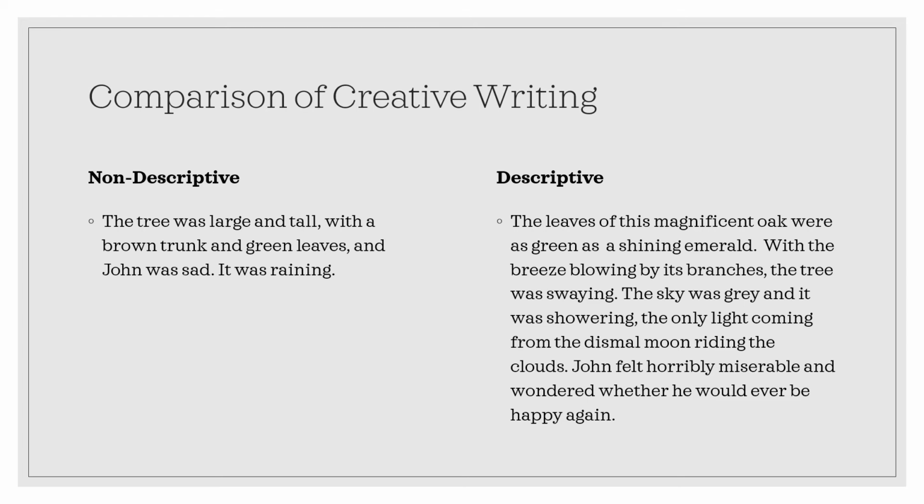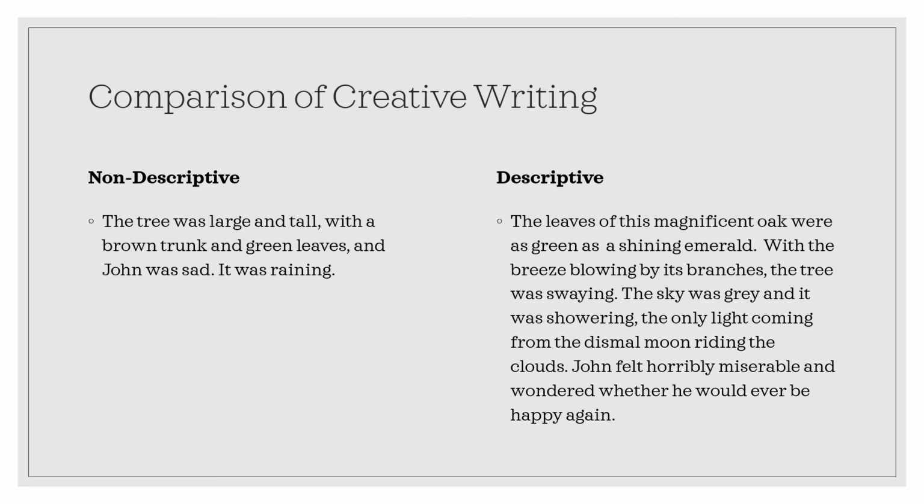Whereas, "the leaves of this magnificent oak were as green as a shining emerald. With the breeze blowing by its branches, the tree was swaying. The sky was grey and it was showering, the only light coming from the dismal moon riding the clouds. John felt horribly miserable and wondered whether he would ever be happy again." It contains the same elements, such as the tree, and the tree's branches and its leaves, and how John feels in the bottom. Also, it has the imagery of the storm, but it makes it a lot more interesting.